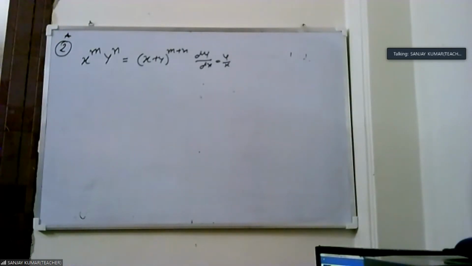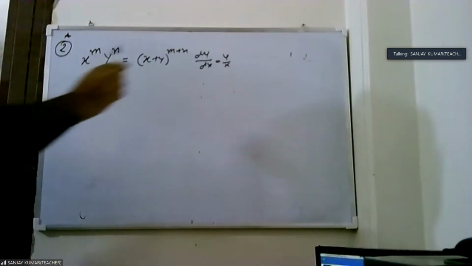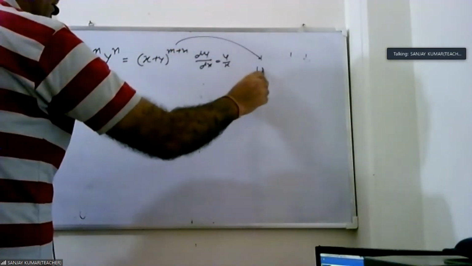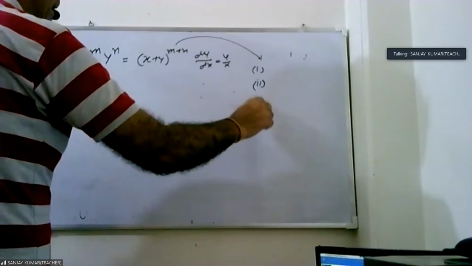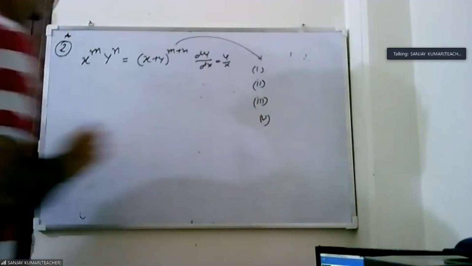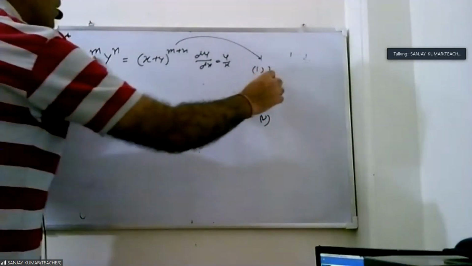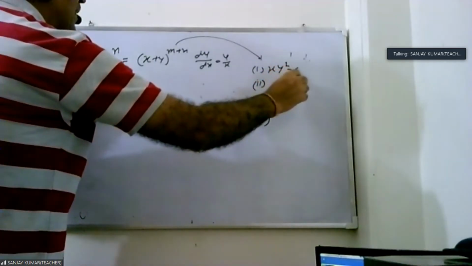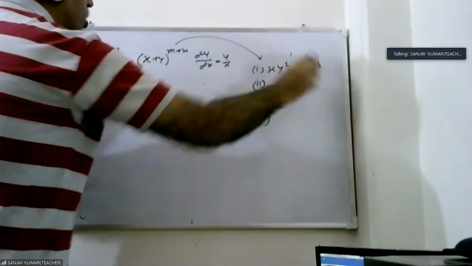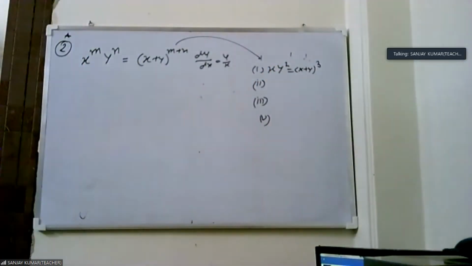This is not a log question. When they give the values of m and n, it becomes more difficult because we cannot identify it. For example, if they put the value of m as 1 and the value of n as 1, then the question becomes x plus y whole cube. Nobody can identify it. It is a simple question: we can use the product rule on x into y square, but the answer never comes. The answer is y by x. How do we put the values of y, because you have y square here.